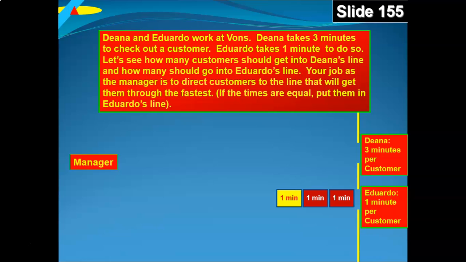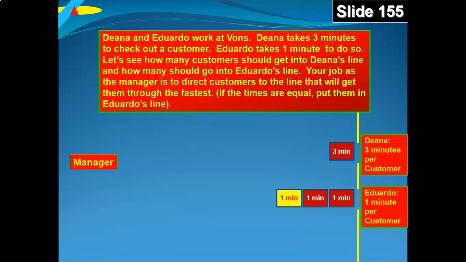Fourth customer comes along. Which line? Well, the fourth customer in Eduardo's line will take 1 plus 1 plus 1 plus 1 minutes to get through. That's 4 minutes. But only 3 minutes to get through Dina's line. So you go ahead and send them to Dina's line. So now Dina has 1 person in line.